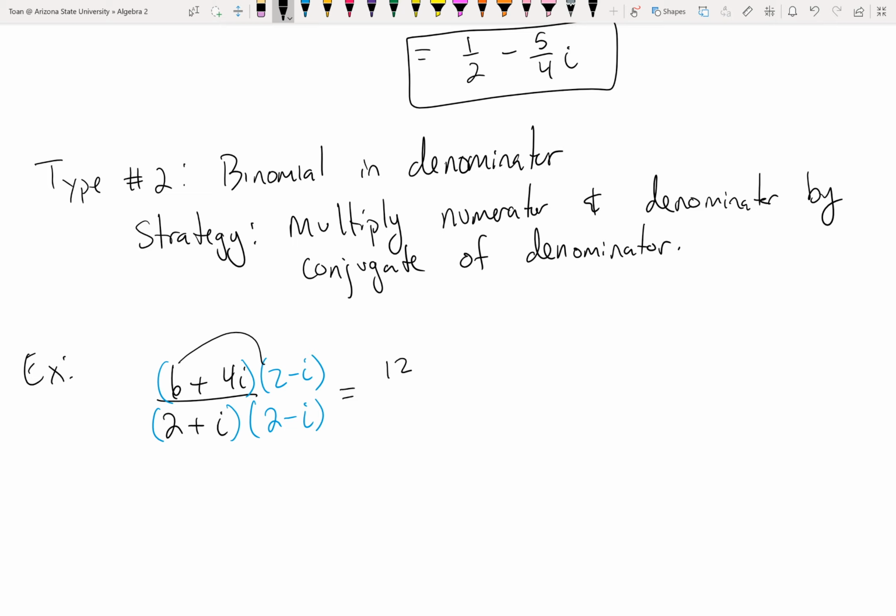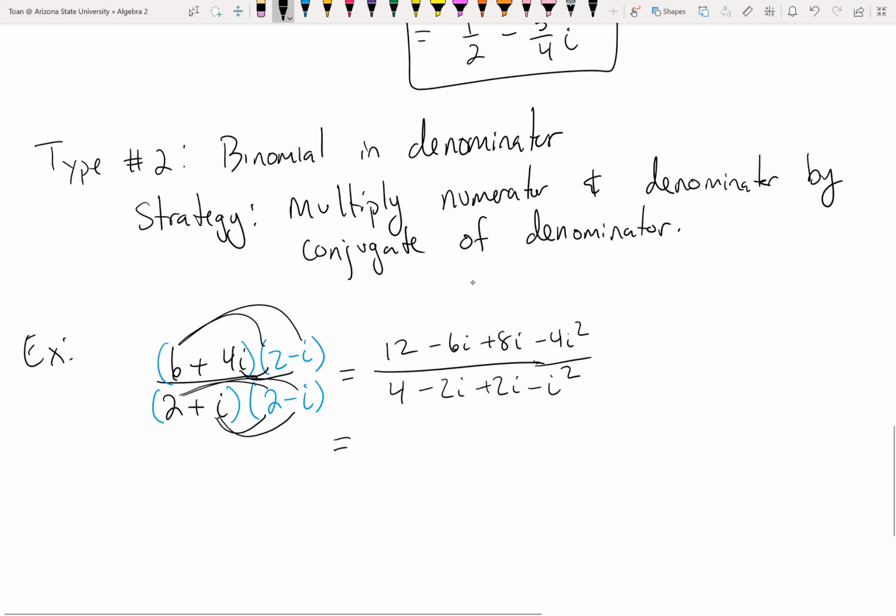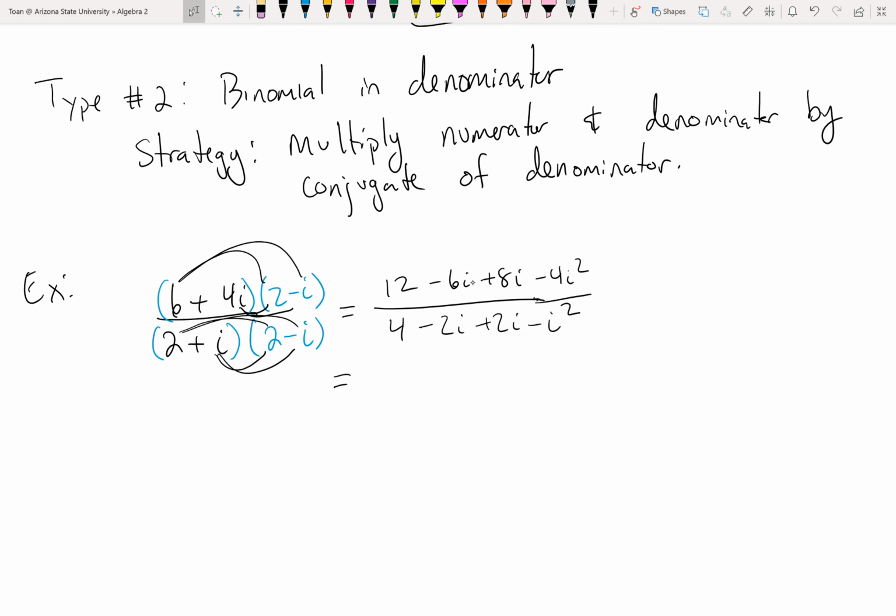6 times 2 is 12. 6 times minus i is minus 6i. 4i times 2 is positive 8i. 4i times a minus i is a minus 4i squared. And in the denominator, if you did the repeated distribution, that's going to be 4 minus 2i plus 2i minus i squared. And then you just combine like terms separately in the numerator and denominator.